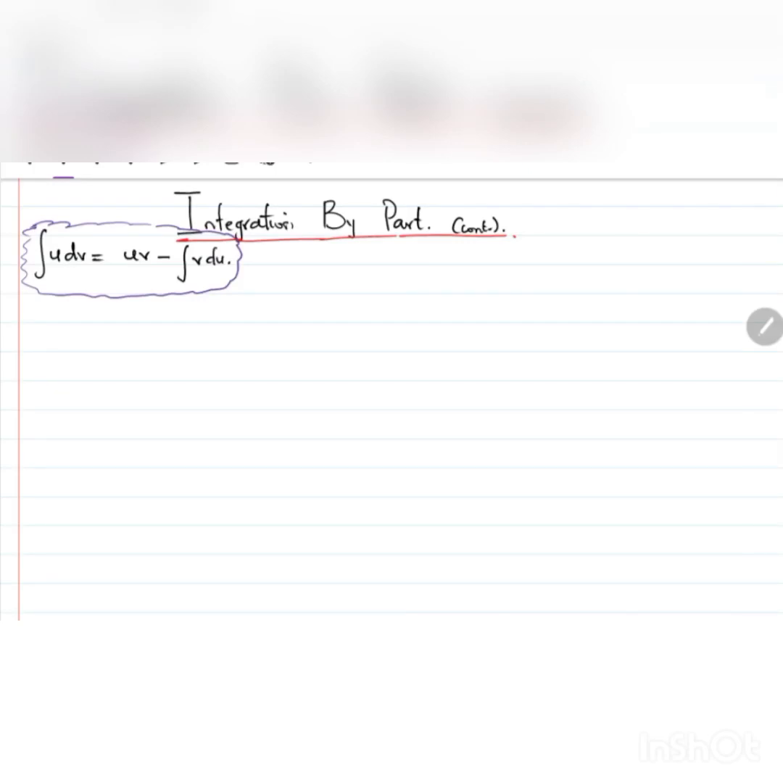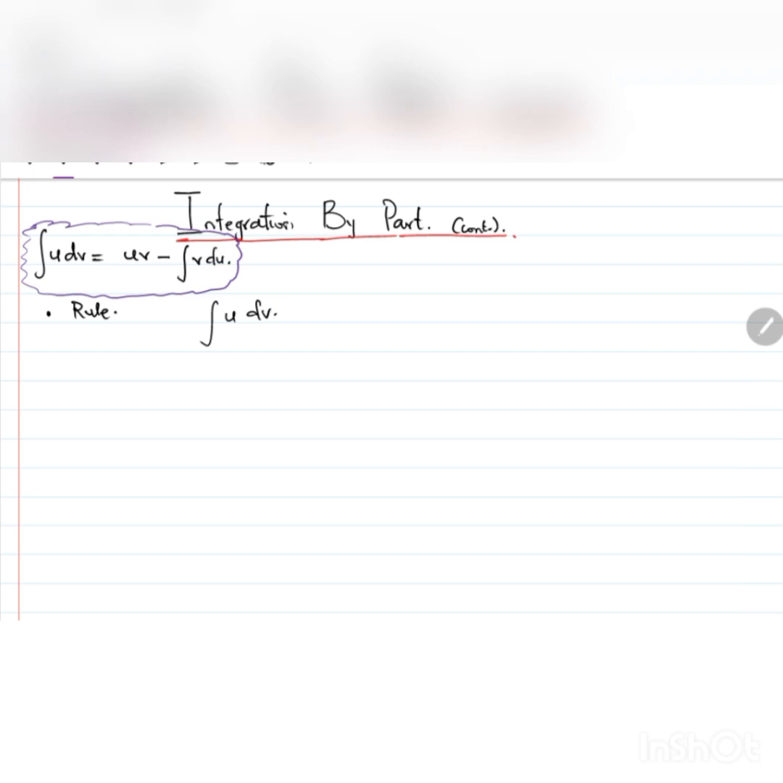Welcome back. Here we'll be looking at more examples on integration by parts and the rules that guide us to figure the first function and the second function. Now looking at the rules guiding it. We said the integral of u dv.